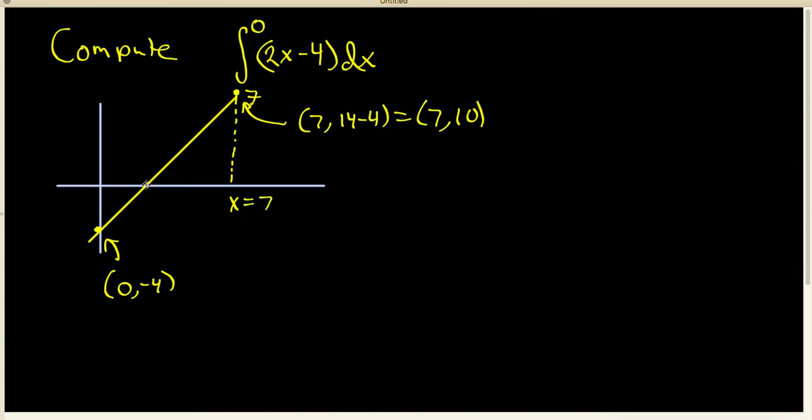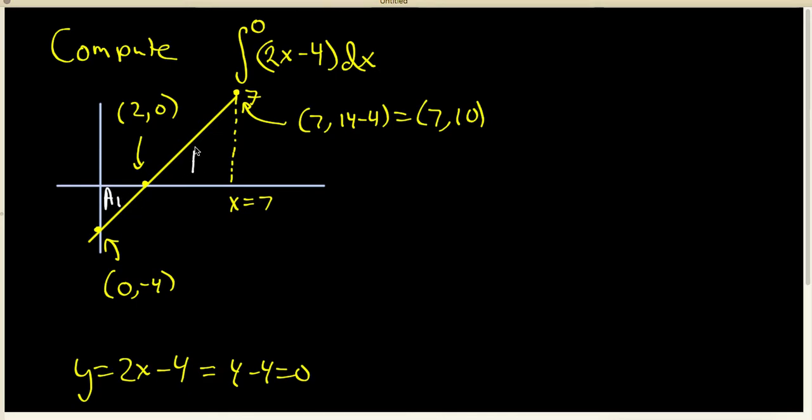And this point here, where the line crosses the x-axis, is going to be the point (2, 0). Because if you put 2 into the formula y equals 2x minus 4, when x is equal to 2, we would get 4 minus 4, which of course is 0. Now, there are two chunks of area that we can easily see. I'm going to call this triangle A1 and this triangle A2.